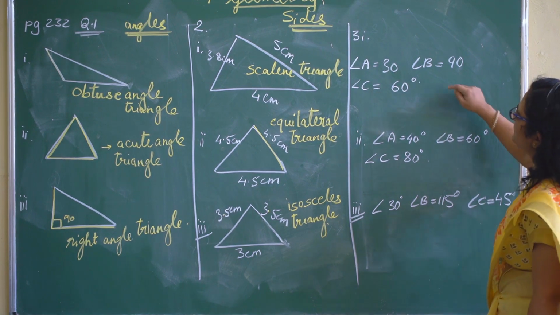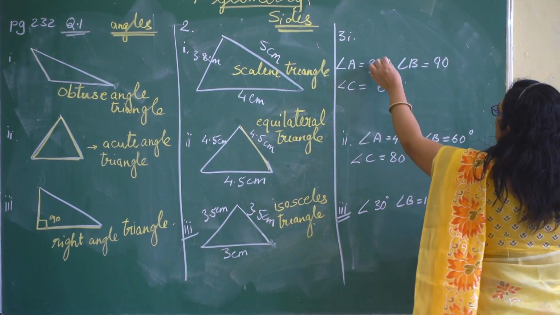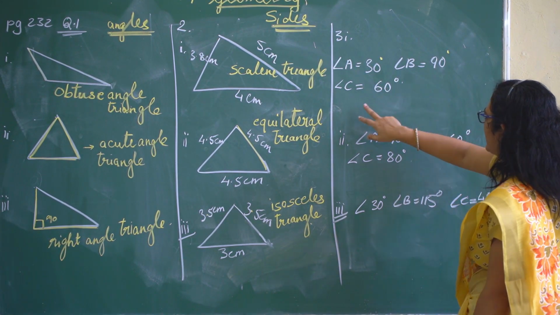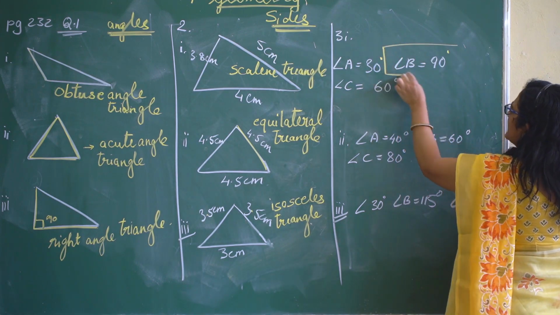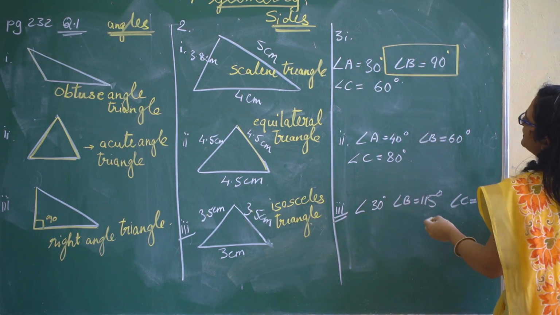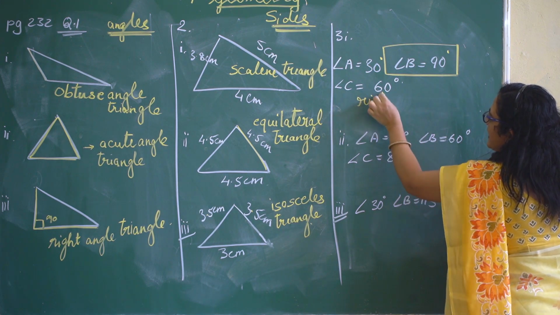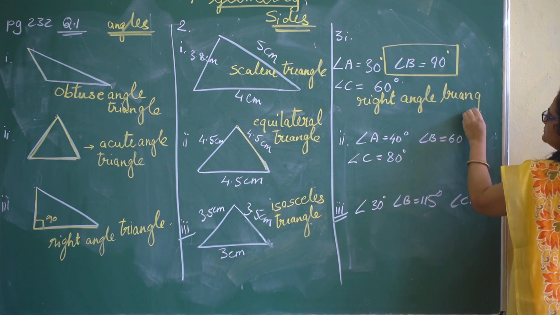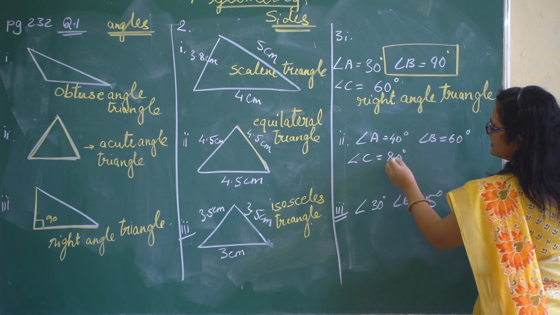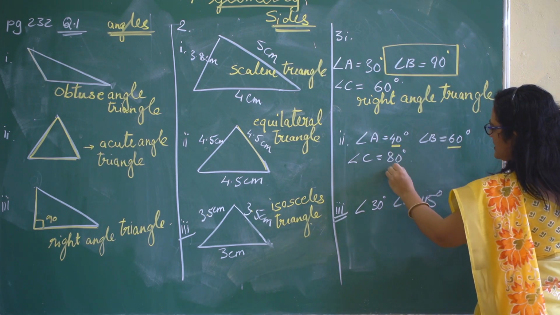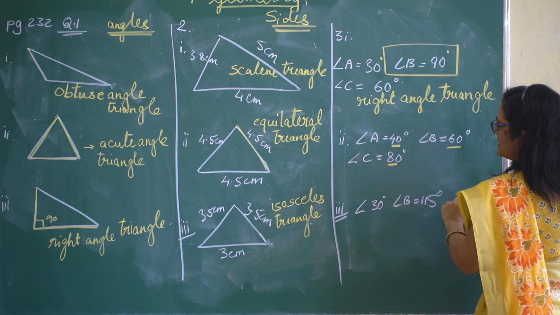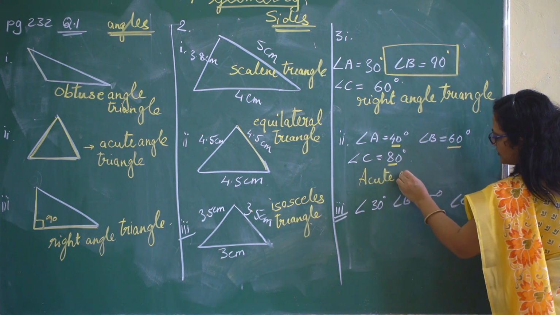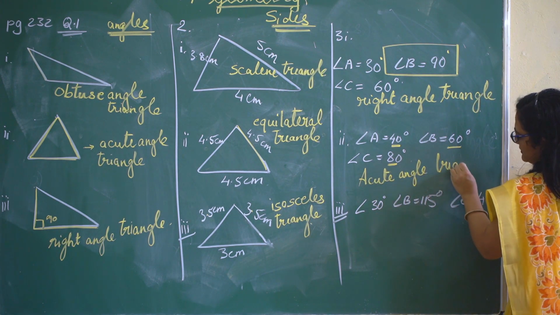Question third, we have to identify which type of triangle it is on the basis of angles. Angle A is 30 degrees, angle B 90 degrees, angle C 60 degrees. So one angle here is what? 90 degrees. For 90 degrees I told you, right angle triangle. Now next, the angles are 40, 60 and 80. All are less than 90 degrees, which means acute angle. So this is called an acute angle triangle.